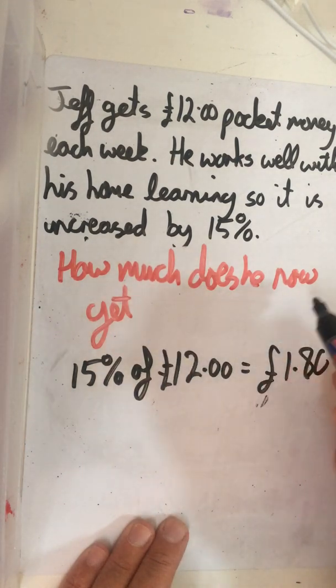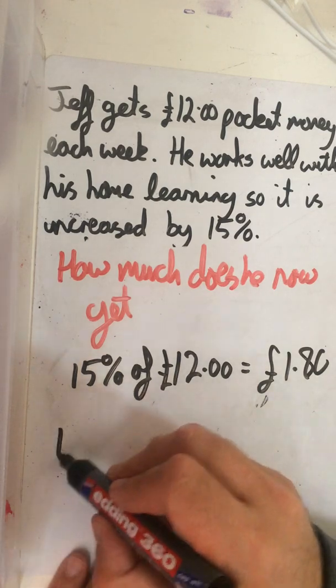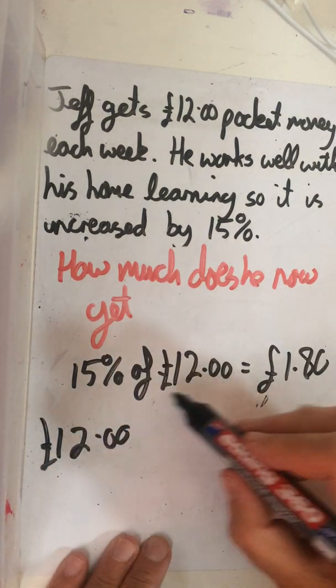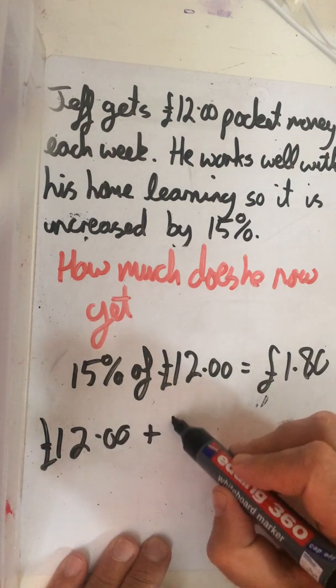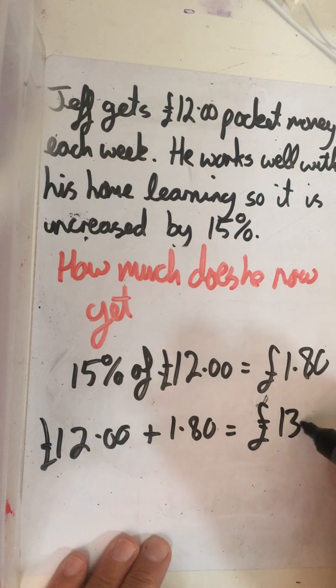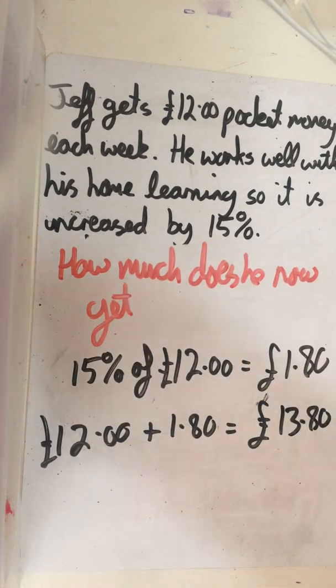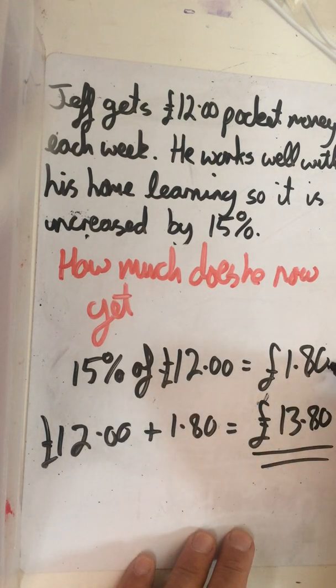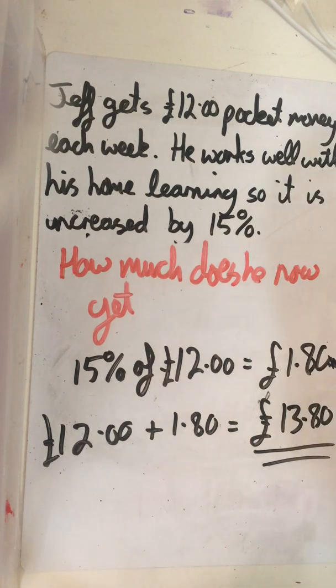But how much does he now get? Well, he used to get £12 a week. Now he gets an extra £1.80. So he now gets £13.80. So you can see on this step, you have to do a percentage increase because he's getting more. That's the percentage increase he's getting, but we add them together to find his new total.